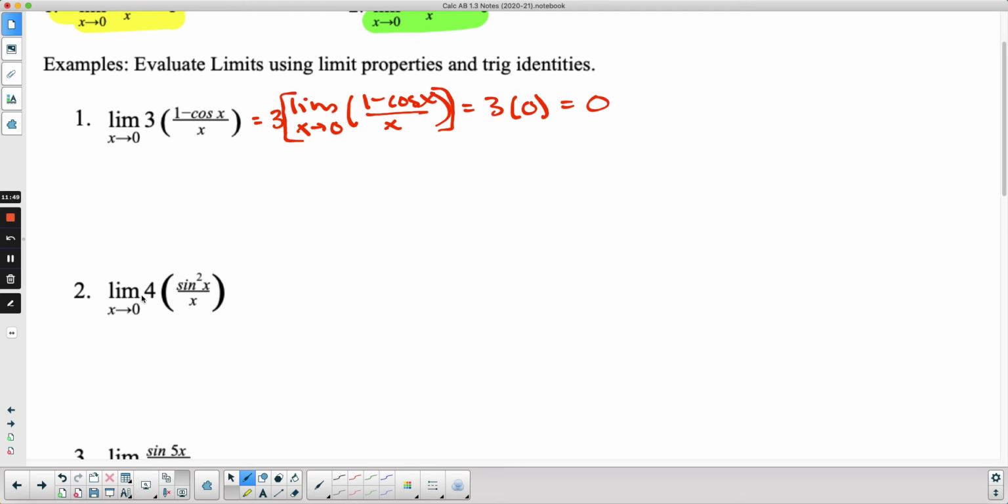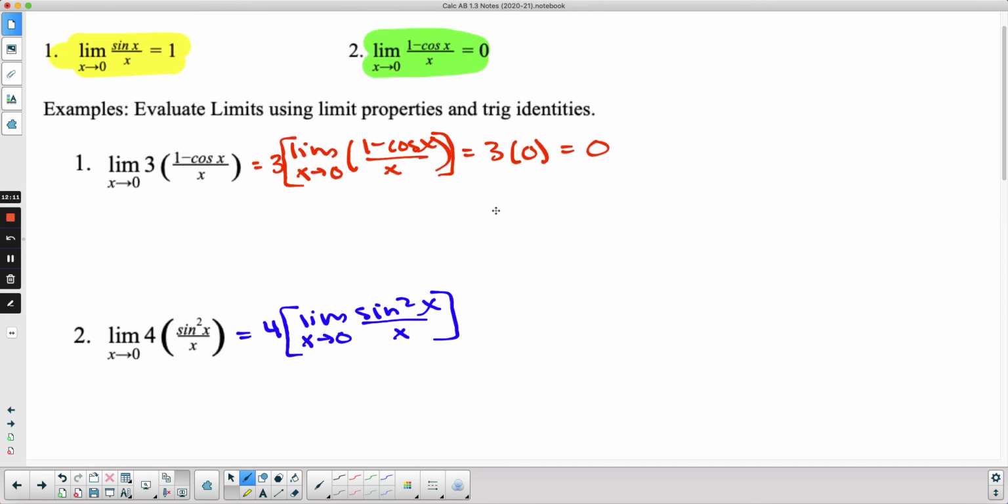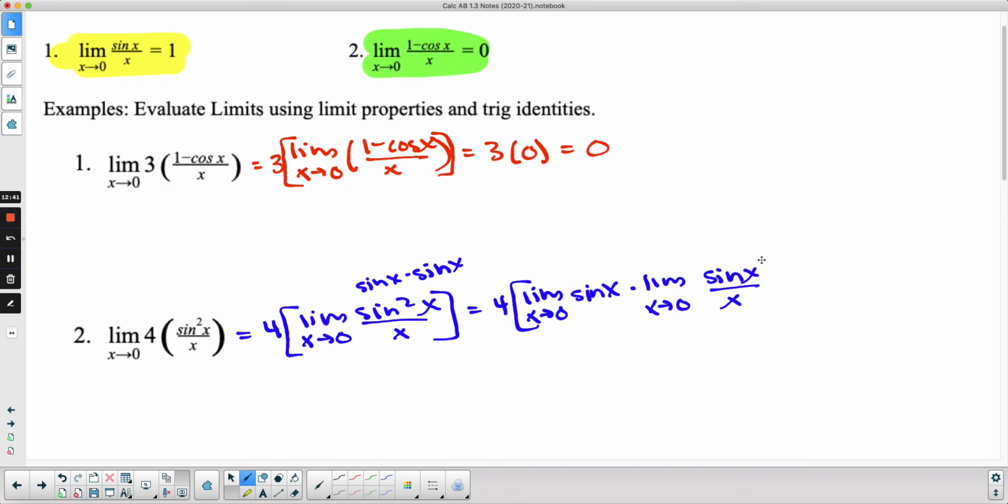All right, next, limit as x goes to 0 of 4 times sine squared x over x. Again, scalar multiplication, just so I can focus on the limit on its own. I like to bring that scalar out front. Okay. Now, looking at this one, you think, oh, it's sine x over x, it's just going to be 1, so this is just going to be 4, right? Well, we also have to take into account the fact that this is sine squared. So I'm going to break this up into sine times sine. So we get 4 times the limit as x goes to 0 of sine x times the limit as x goes to 0 of sine of x over x. So this sine of x times this sine of x is our sine squared on the top.